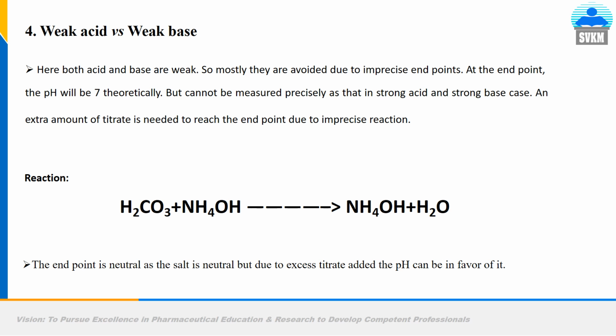The reaction for the example is carbonic acid with ammonium hydroxide, which gives ammonium carbonate plus water. Here the endpoint is neutral as the salt is neutral, but due to excess titrant added, the pH can be in favor of base, which is ammonium hydroxide, as a result.